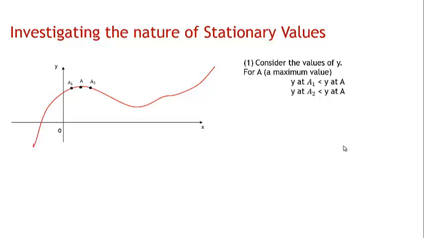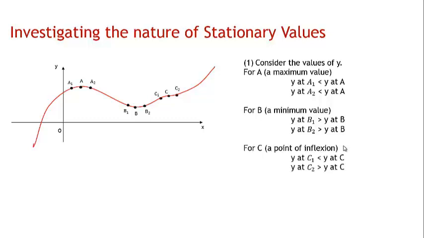So both the values of y at a1 and a2 are less than the value of y at a for this maximum point A. If we consider the minimum value, which is b, and similarly take 2 points on either side of the point B, which are b1 and b2, the value of y at b1 and the value of y at b2 are both greater than the value of y at b. Now if we consider the point of inflection, which is the point C, and take 2 points on either side, c1 and c2, the value of y at c1 is less than the value of y at c, but the value of y at c2 is greater than the value of y at c. So here, one point has a lesser value and the other has a greater value.